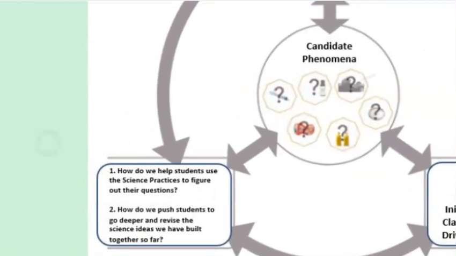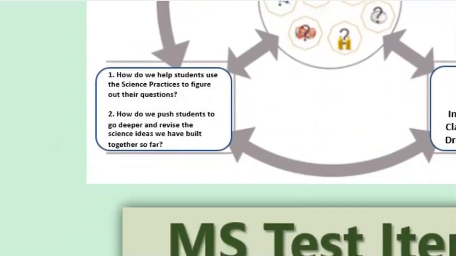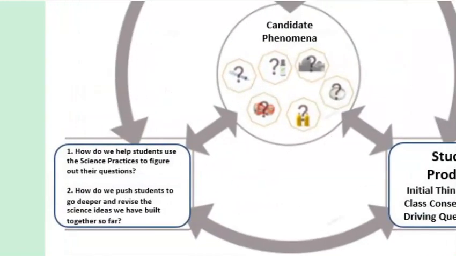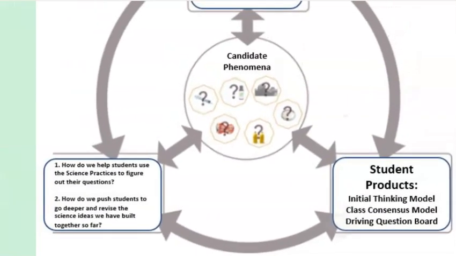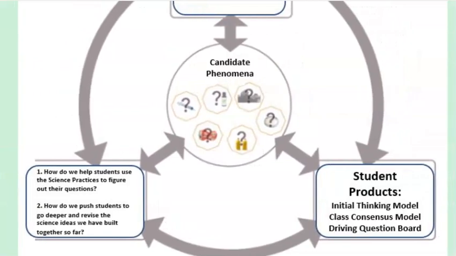These two questions will be a driver of our continuous work to make sure our phenomenon is what we want it to be. How do we help students use the science practices to figure out their questions? How do we push students to go deeper and revise the science ideas we've built together so far? This is what the candidate phenomenon needs to do: provide enough rich thinking that we are showing students opportunities to revise their thinking over time.